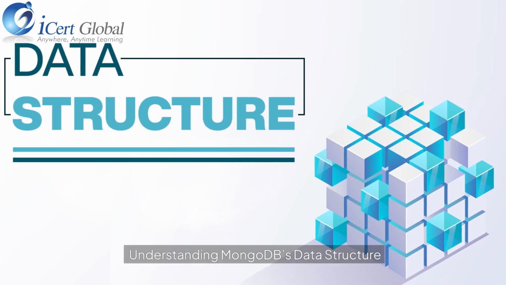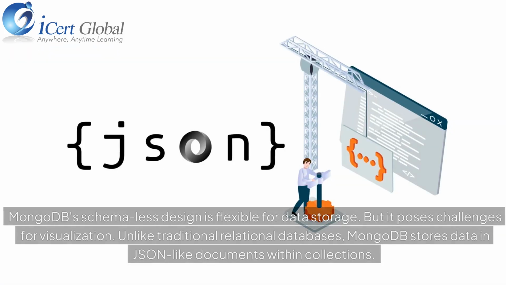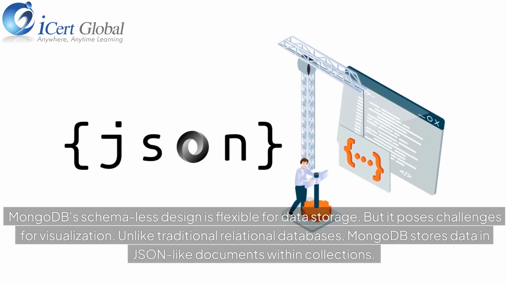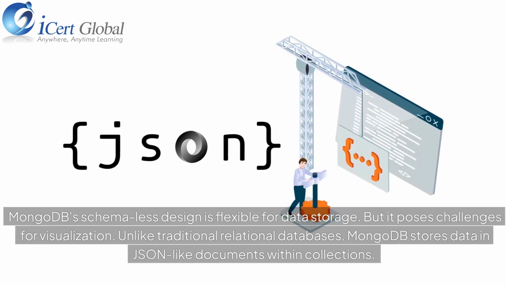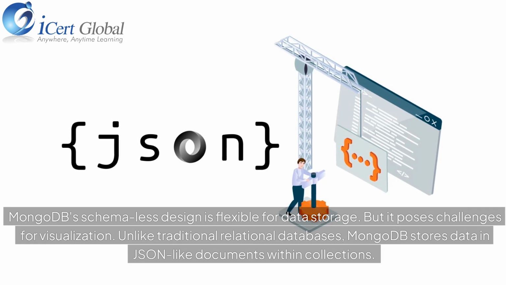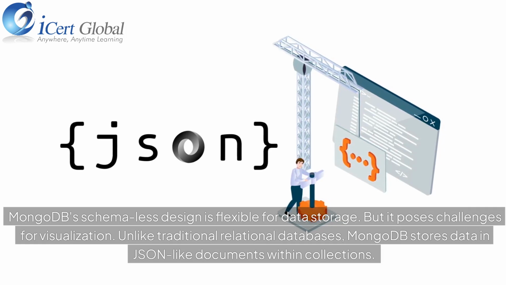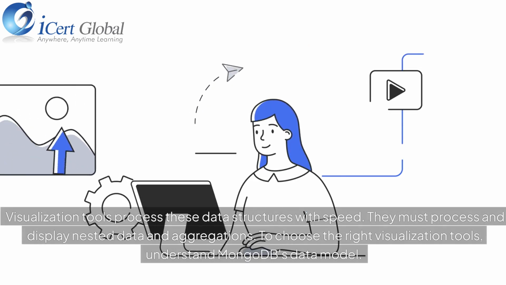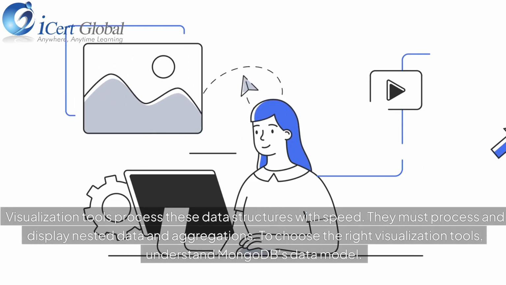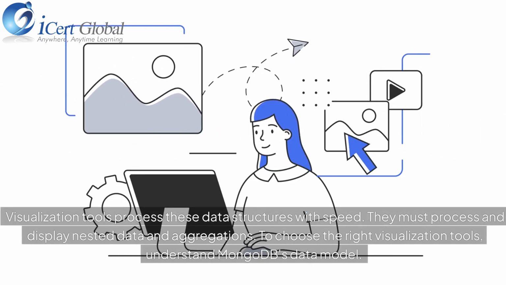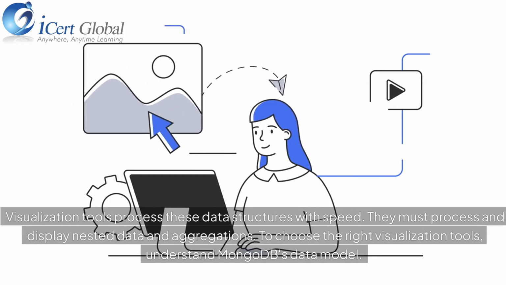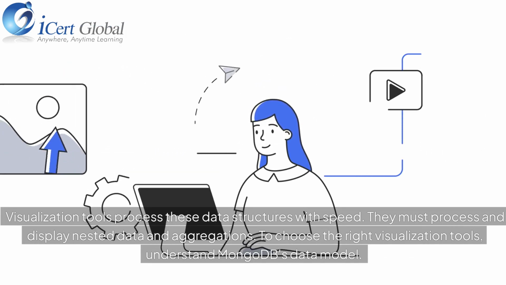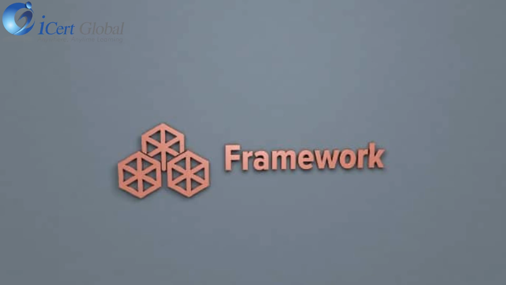Understanding MongoDB's data structure. MongoDB's schema-less design is flexible for data storage, but it poses challenges for visualization. Unlike traditional relational databases, MongoDB stores data in JSON-like documents within collections. Visualization tools process these data structures with speed. They must process and display nested data and aggregations. To choose the right visualization tools, understand MongoDB's data model.